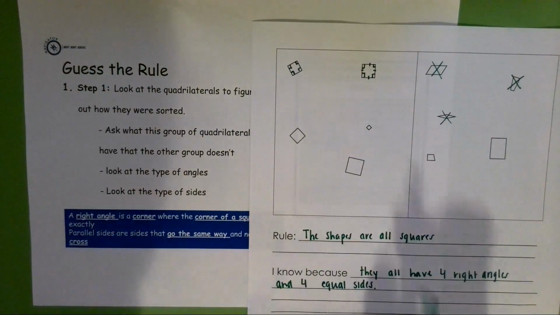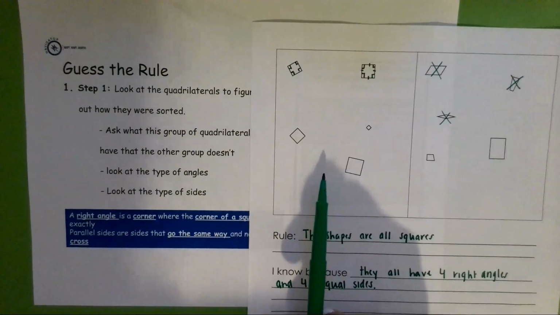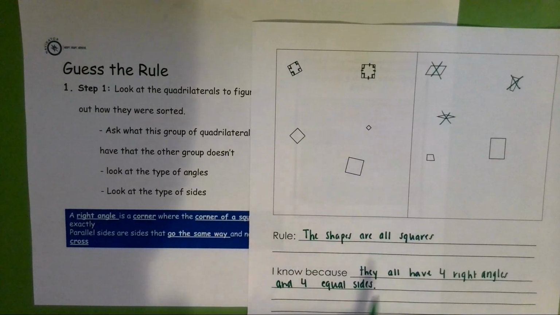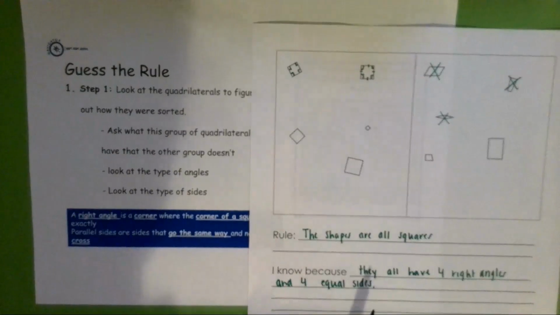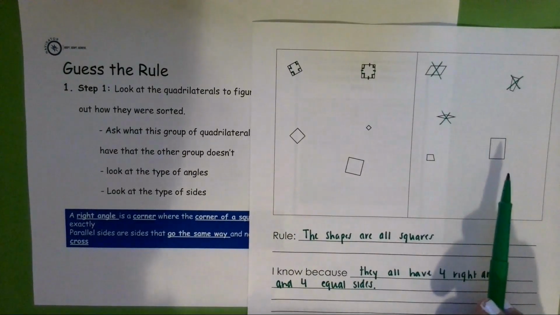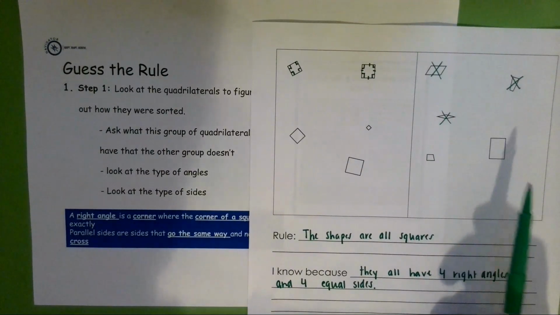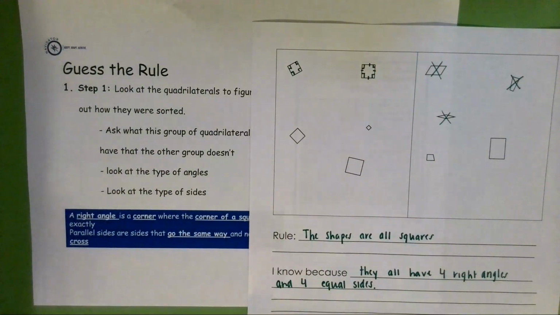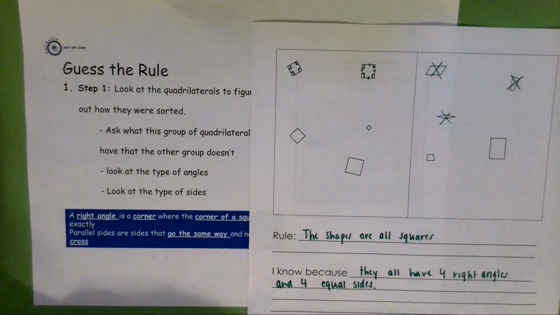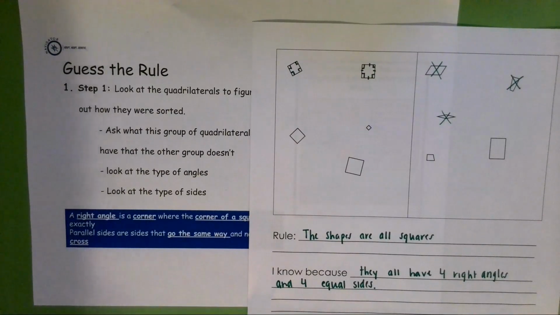So we know that all of the shapes on this side are squares because they all have 4 right angles and 4 equal sides. But the shapes on this side do not all have 4 right angles or 4 equal sides. Think about the work that we did together. What strategies will you use to figure out the rule that was used to sort the shape?